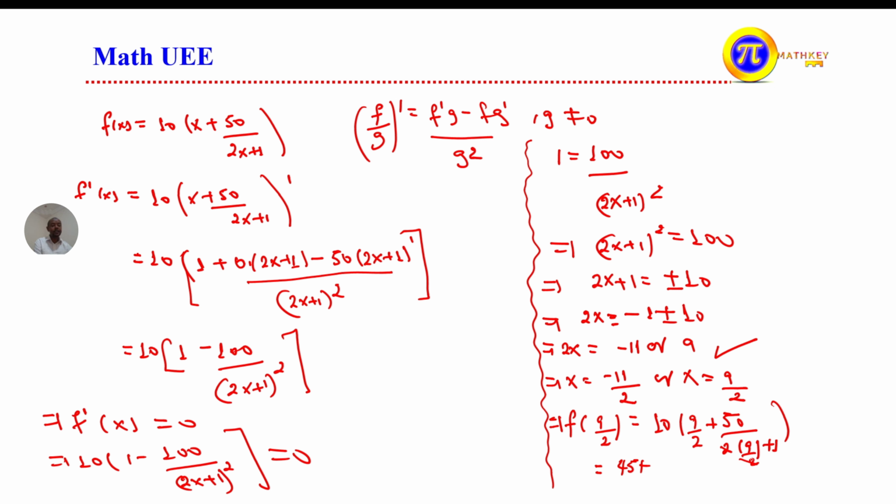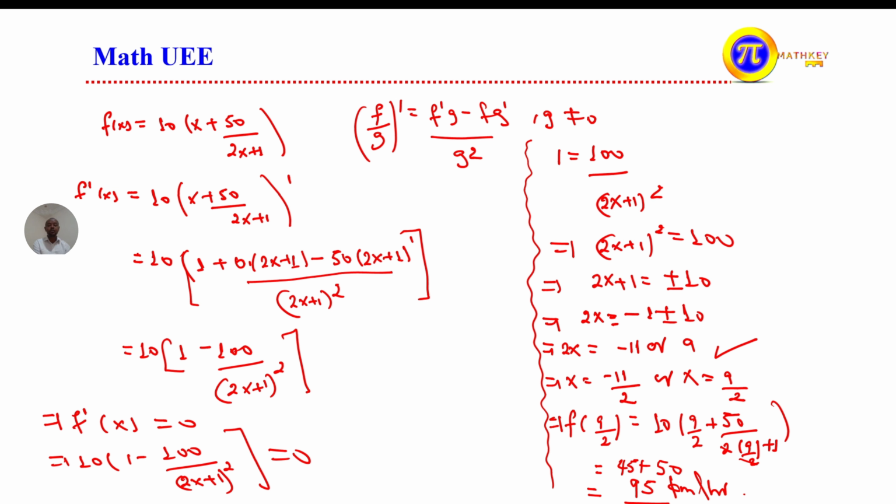50 divided by 10 is 5. So the value is 45 plus 50, which is 95. The value for this one is 95 kilometers per hour.